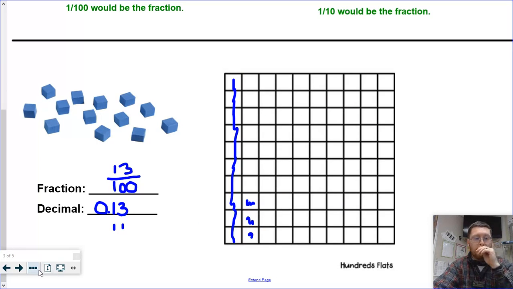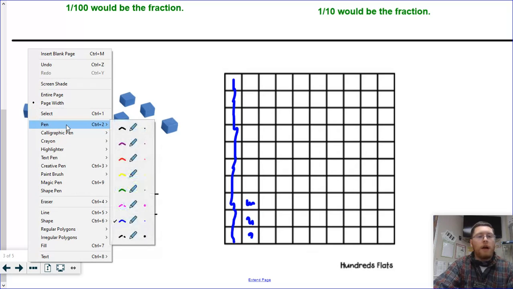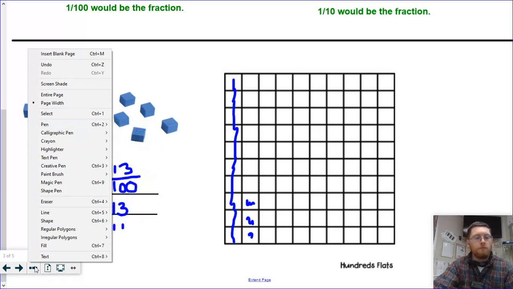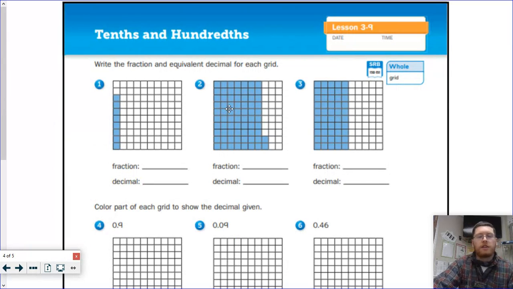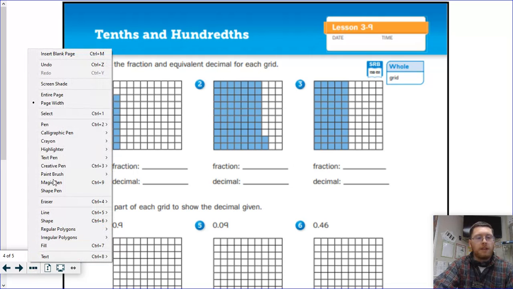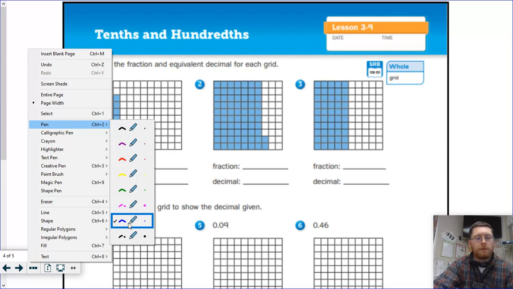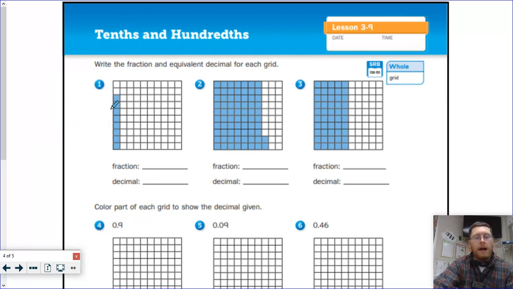You still might be asking yourself, how does that work, Mr. Collins? Well, let me go back here, select tool. Let's go to your actual workbook page. With this workbook page, I'm going to get my pen back out, and I want to go through with my hundreds chart to find my fraction and my decimal.